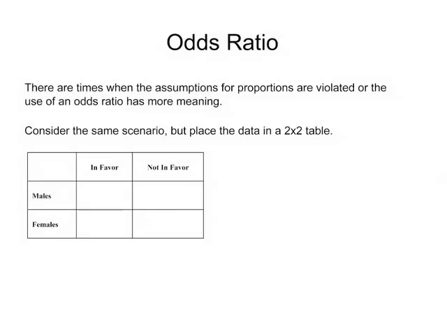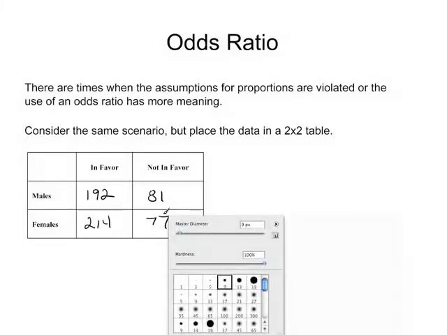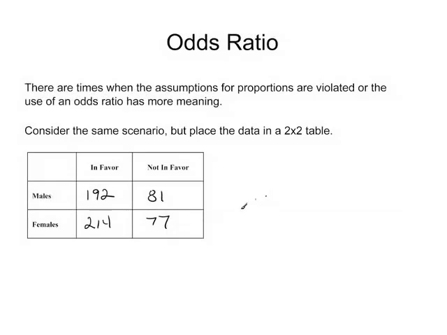And the way I like to break down a 2x2 table to help me with that is for the males, I'm going to put 192 because there are 192 in favor. Then how many were not in favor? That's 81. Well, if I add those up, I will get the 273 total number of males in the study. For the females, it was 214 that were in favor, and that means 77 were not. Again, if I add those up, what I will end up with is the 291 total females in the study.